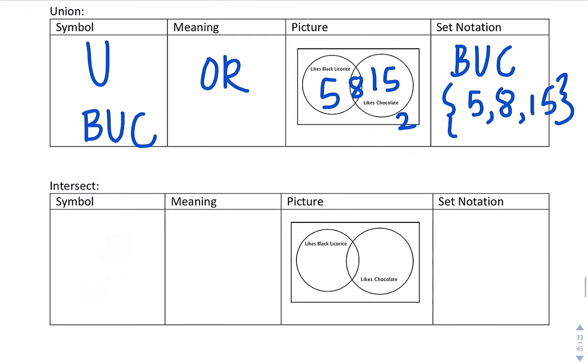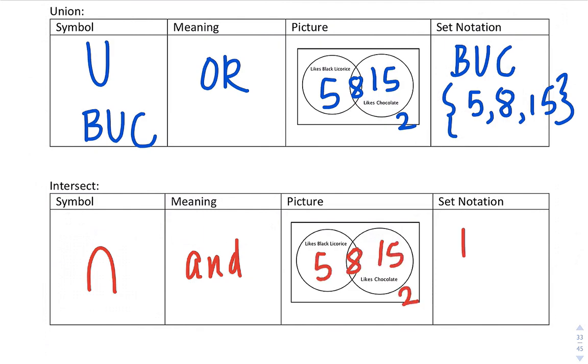There's intersect. Intersect is this symbol, and it means and. So how many like black licorice and chocolate means it needs to like both. If I say B and C, it would be the overlap right here. So our set notation would look like this: 8. So intersect means and. It has to be both of them, rather than one or the other or both.